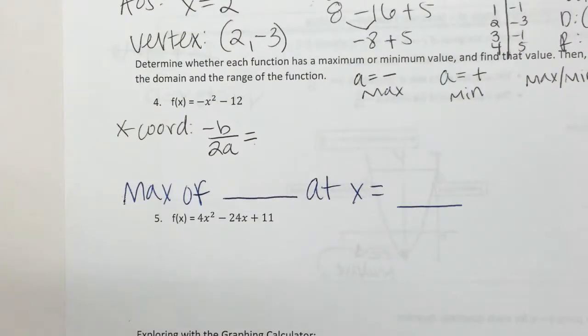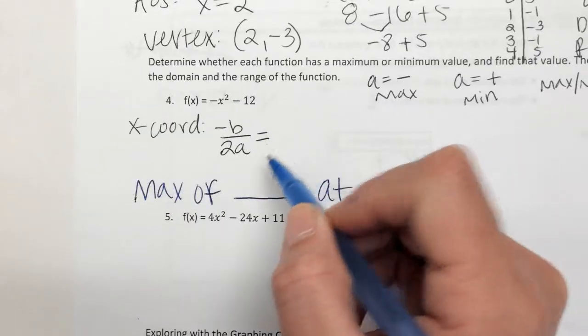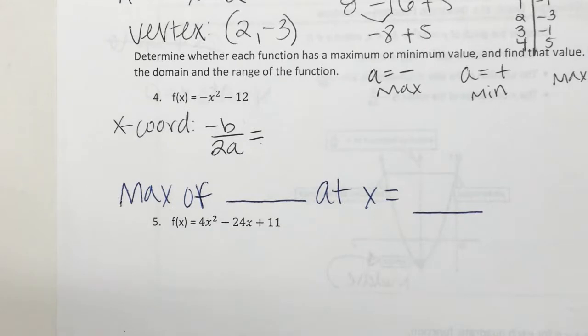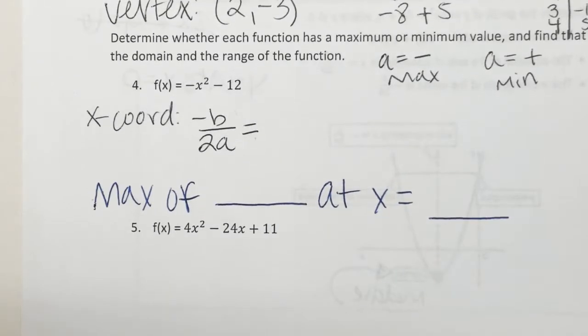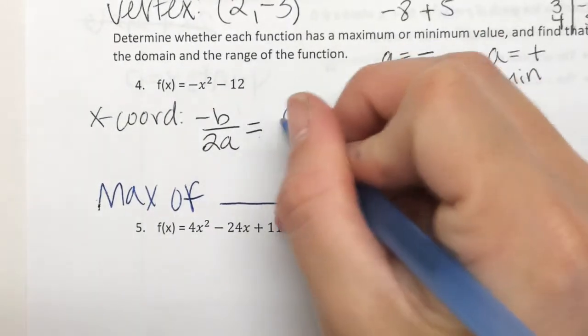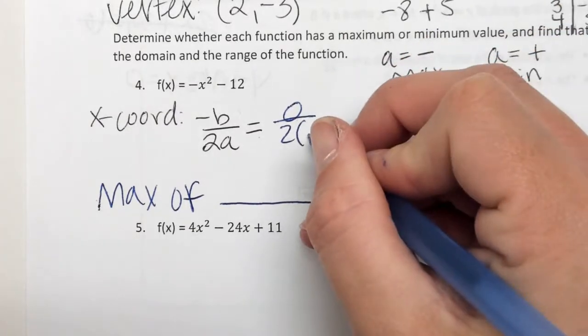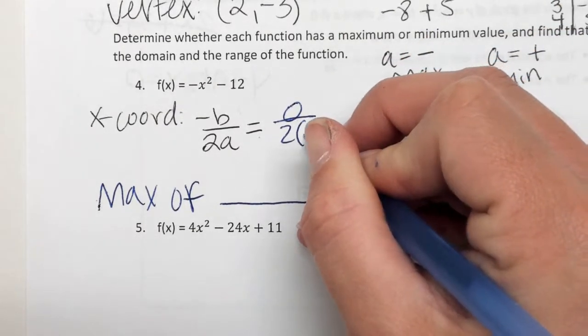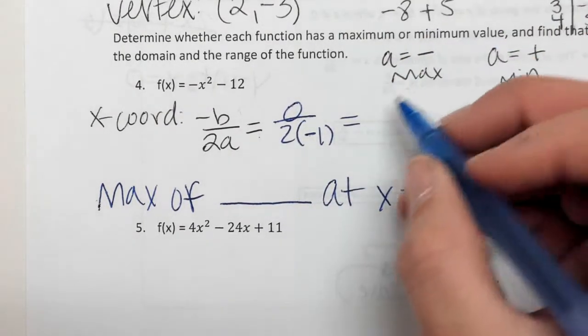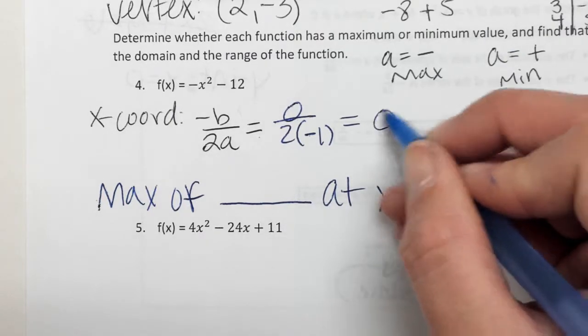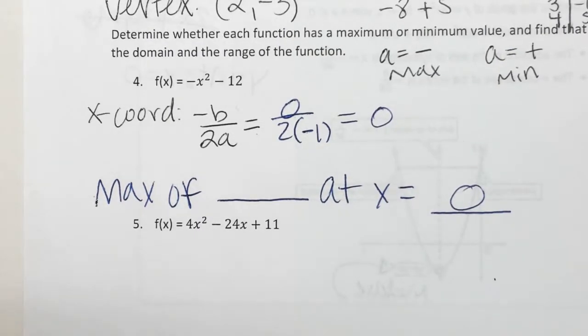Max of blank at x equals blank. Alright, so negative b over 2a. What's our b in this problem? There's not one, so it's what now? 0 over 2 times. Good, so what is our x coordinate? Good, of our vertex is 0.